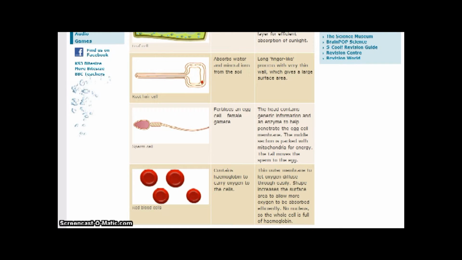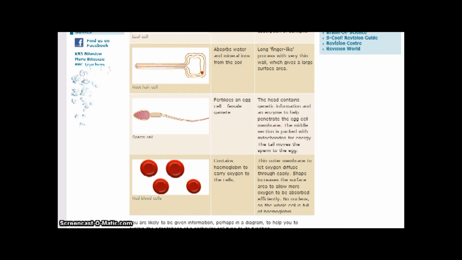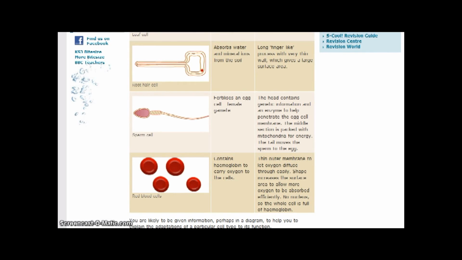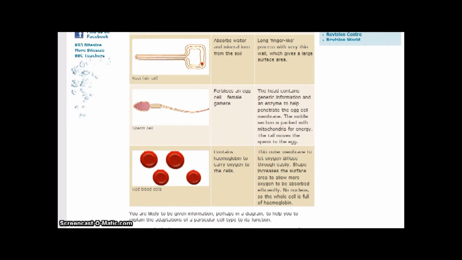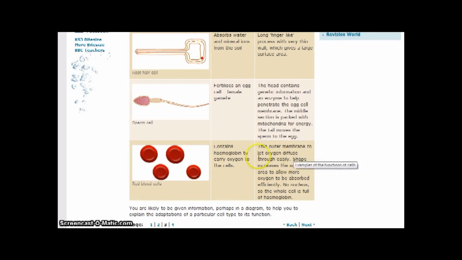We have a sperm cell, and it's obviously to fertilise an egg. The sperm contains genetic information and enzymes to help penetrate the egg cell membrane. So it contains enzymes to help it make its way through the egg's membrane and be the first there. The middle is packed with mitochondria for energy, to give it energy to swim. The tail and the head's also streamlined, and that enables it to swim faster. The tail is where mitochondria releases energy, which is kind of using the tail to power it along.